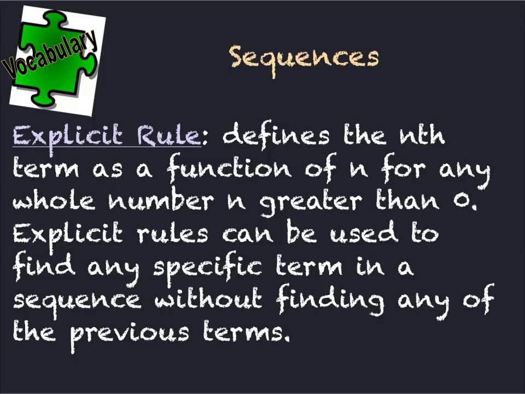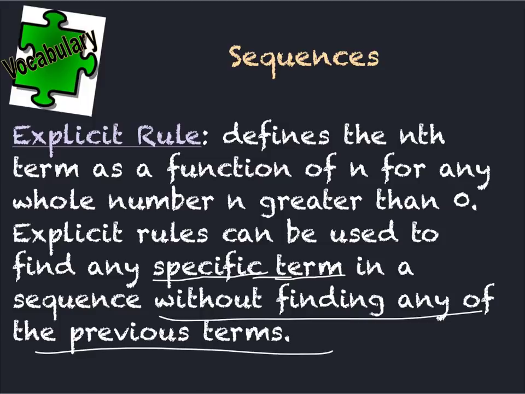So our first big vocabulary word is explicit rule. And explicit rule, here's a long definition for you, but it's basically just an equation that's going to let us find any term, any specific term in a sequence. And they're generally a lot easier to work with than recursive rules, which we're going to talk about in a moment. But we could find any specific term without finding any of the previous terms with an explicit rule, and I'll show you an example of this in a moment. Whereas when we get to recursive rule in just a few slides, we would need those previous terms. So explicit rules, a sequence that has an explicit rule is a little easier to work with.